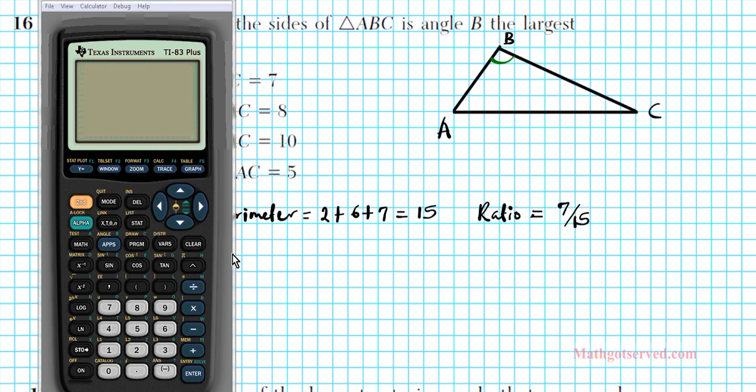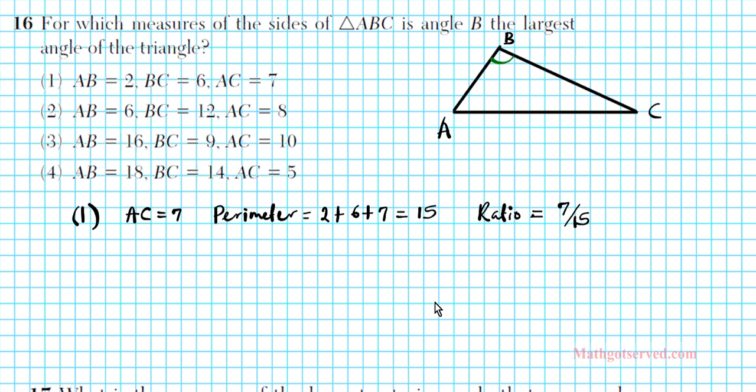And in order to get an accurate comparison, it's good for us to express it in decimal form. So 7 over 15 in decimal form, 7 divided by 15, is 0.46 repeating. Okay, so the ratio of AC to the entire triangle for option 1 is 0.46 repeating. So whichever ratio gives us the biggest amount, that's going to tell us that AC is very long in comparison to the rest. Hence, we get the largest value of B.